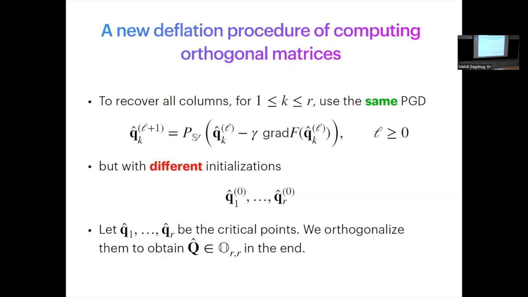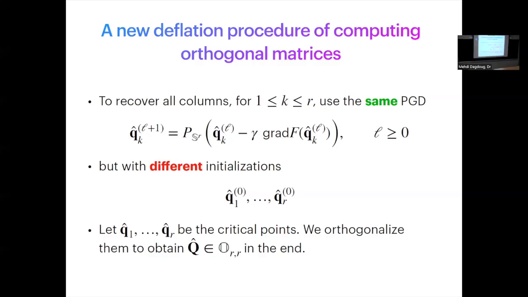Yes, that's a good point. The question asks, if we do orthogonalization in the end, how do we know what it estimates? The thing is that if you concatenate all those R columns into a matrix, from our previous results we know that those are close to our Q star up to some perturbation. And now this orthogonalization can be done by SVD. And from the classical Davis-Kahan theorem, which is a perturbation result for eigen decomposition, you can prove your orthogonalized matrix estimates this Q star better.